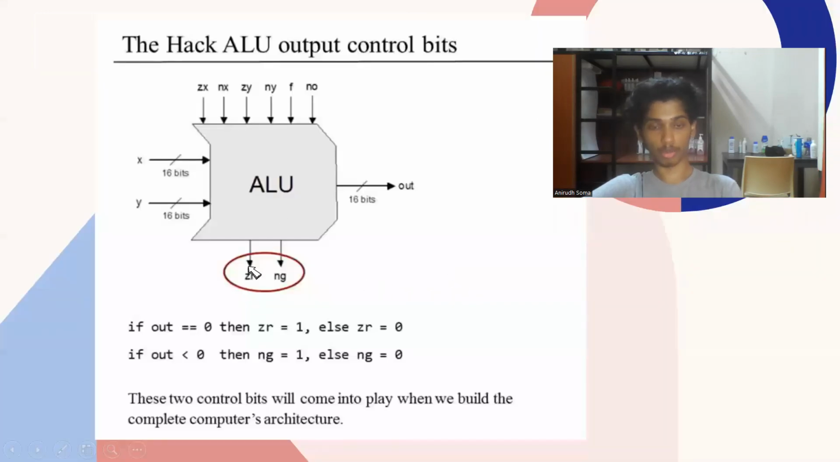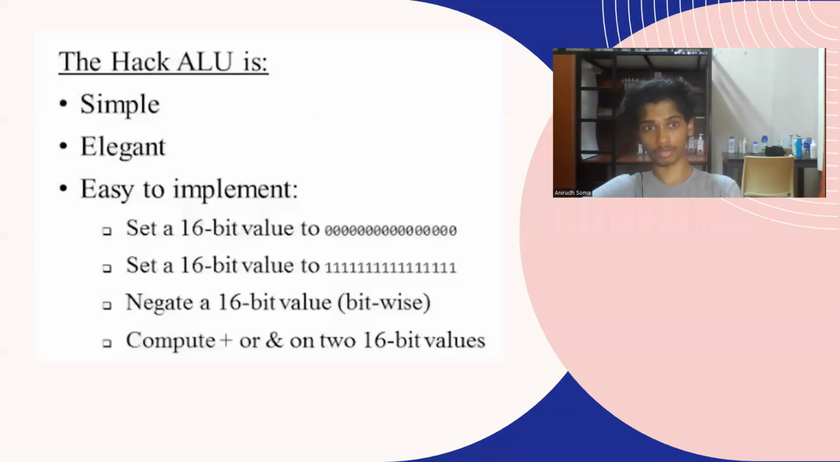So these are the two output control bits. If the output is 0, then ZR is 1, else ZR is 0. And if the output is less than 0, then NG is 1, or else NG is 0. This helps us find out whether the output is 0 or less than 0 through these two control bits, and they'll usually come into play when we work with more complicated computer architecture.